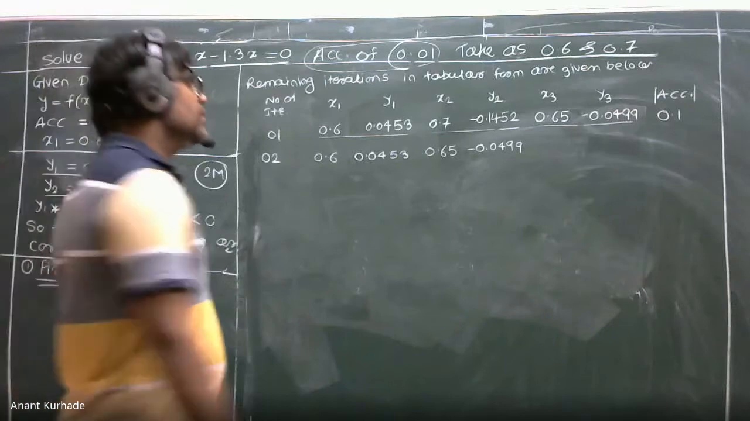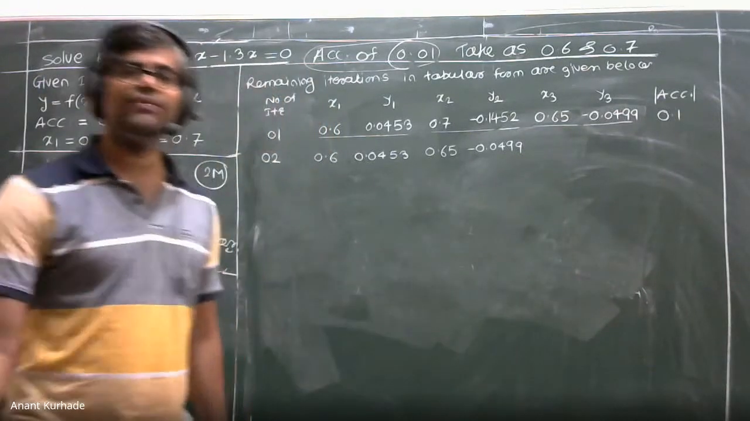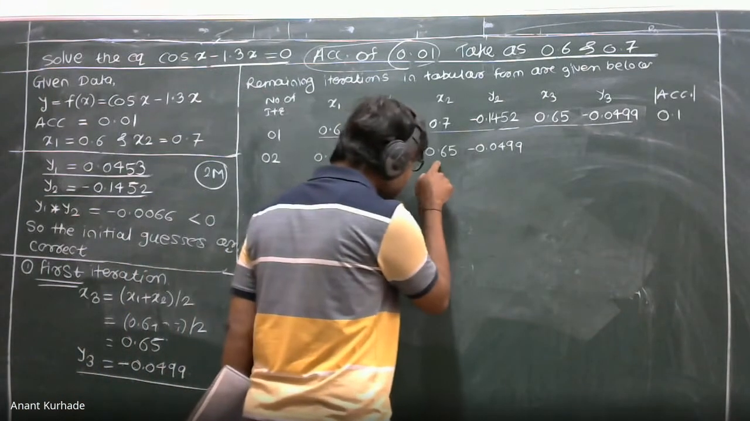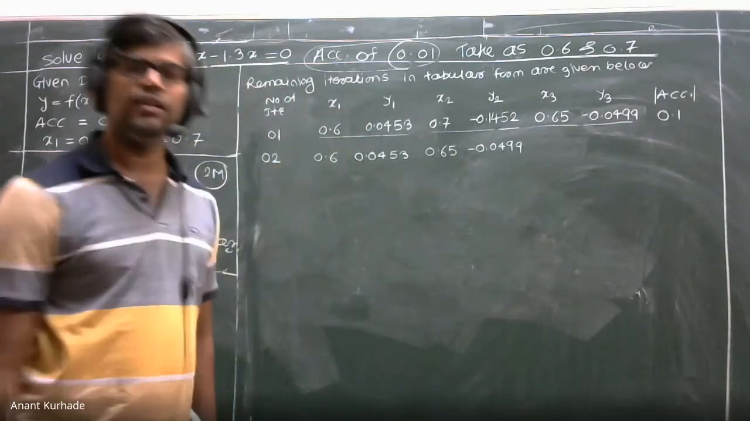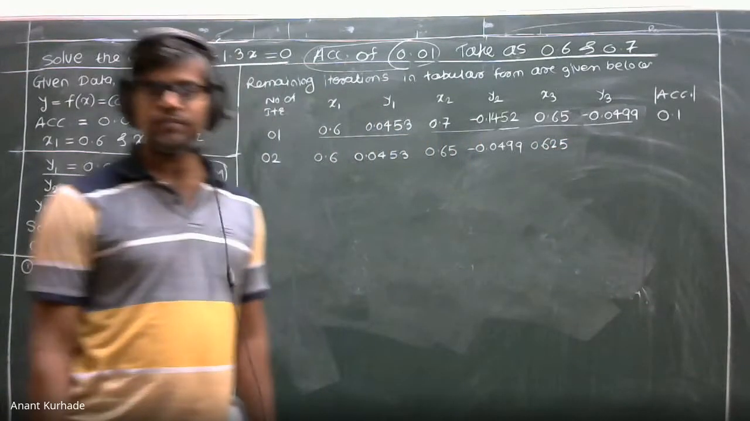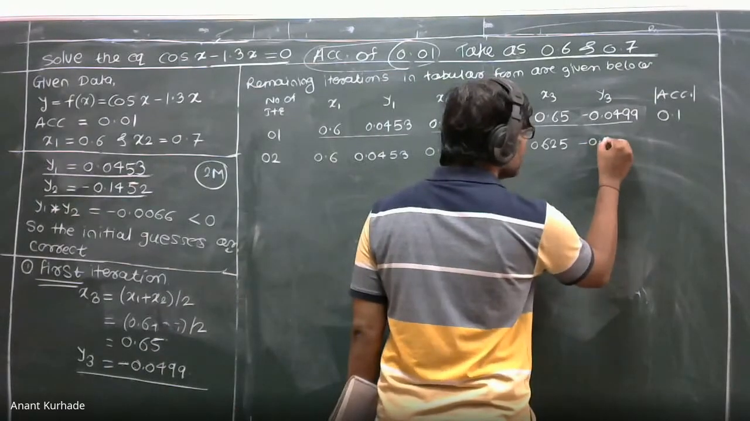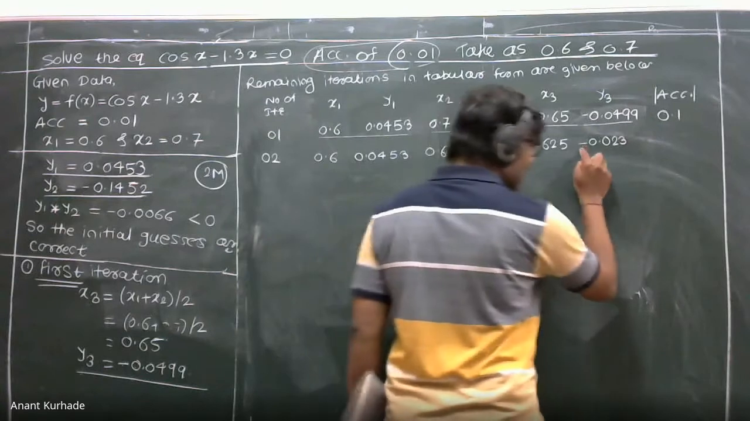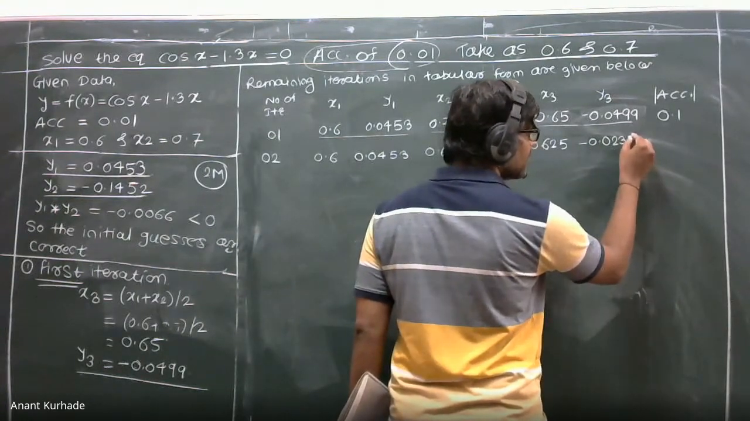Okay. Now, what next? Find out x3. What is the formula? x1 plus x2 by 2. For second iteration, x1 is 0.6, x2 is 0.65. Now tell me x3 and y3. What is x3? x3 is 0.625. What is y3? Minus 0.0023, minus 0.002325. Calculate to 4 decimals.